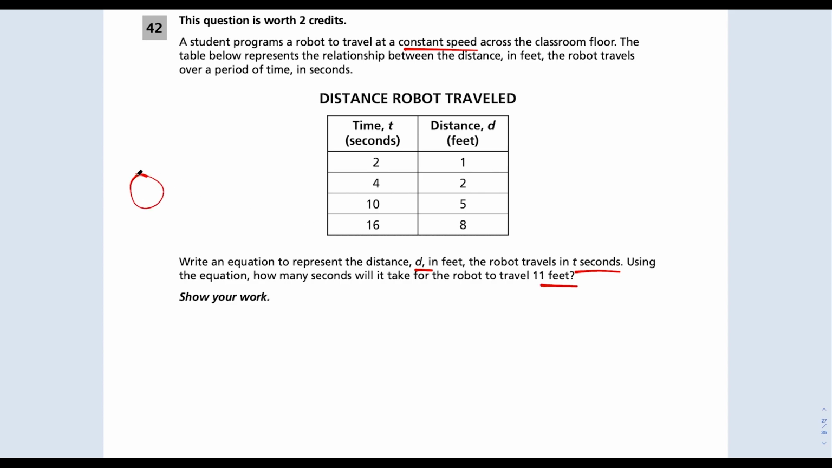So for this one, what we're told here is that the robot is traveling at constant speed. So just know that this is going to be a situation where we're thinking of the formula y equals k times x, where x and y are directly proportional.